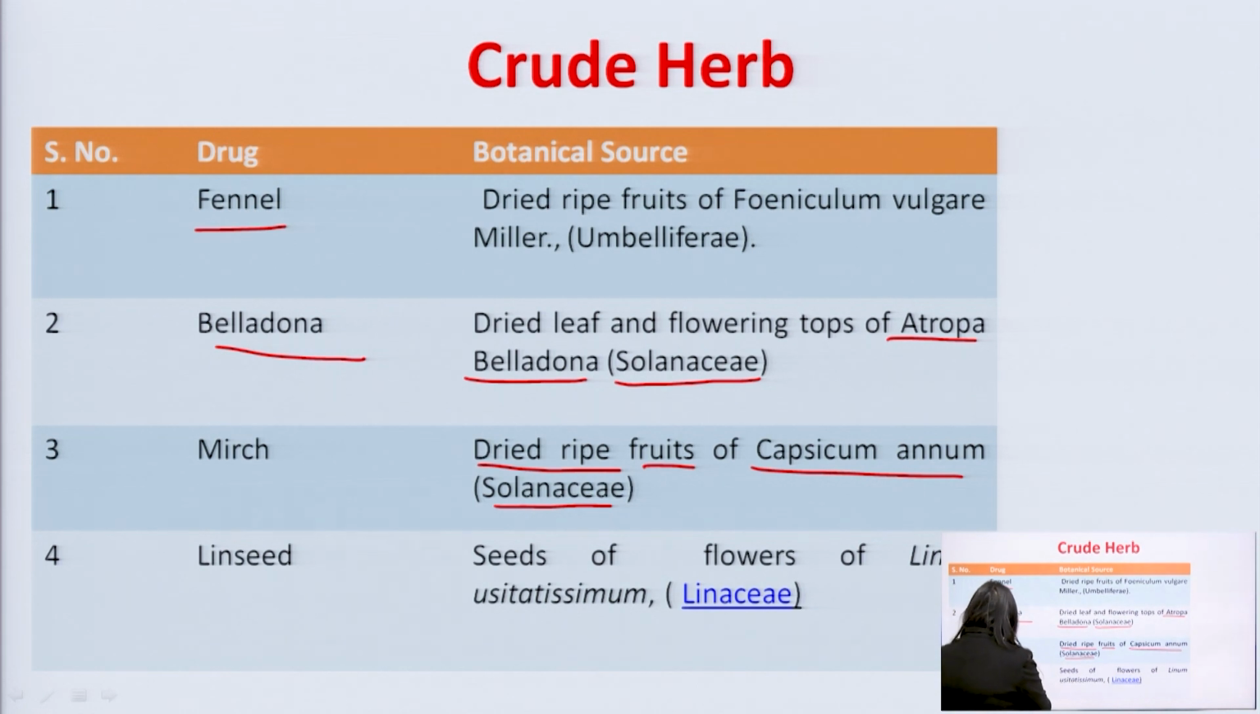Then linseed, this is another example of the crude drugs. This consists of seed of Linum usitatissimum, family Linaceae. So these are just 4 examples of the crude drugs, and whatever you're going to study in the subject of herbal drug technology and maybe pharmacognosy in the next classes, they all come under the crude drugs.